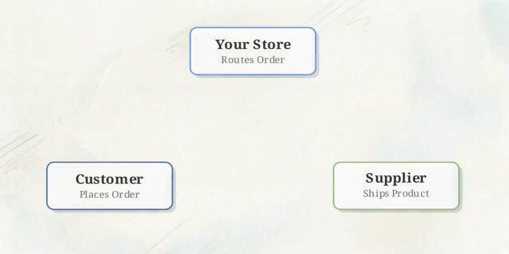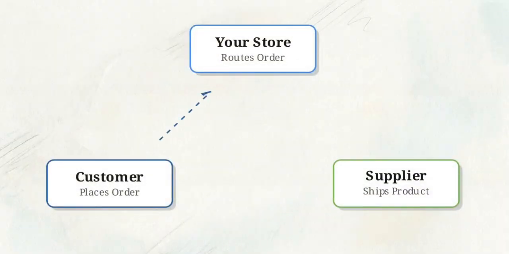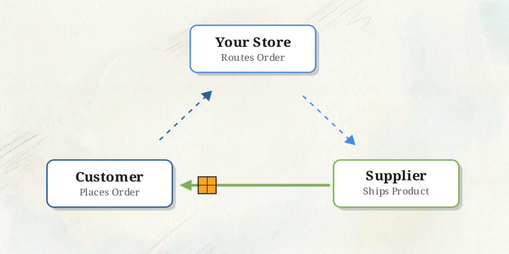This diagram maps out the core mechanic of dropshipping. A customer places an order on your storefront. That order is then automatically routed to a third-party supplier, who handles the physical packaging and draws a direct shipping line back to the customer.